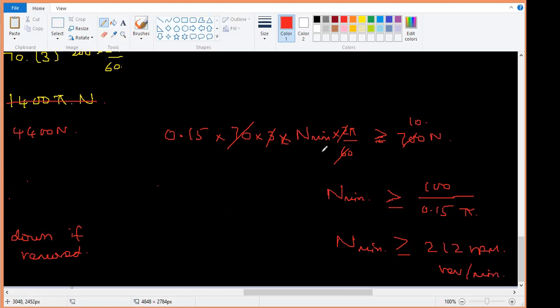Here I kept it as RPM because I did 2 pi by 60. Otherwise you have to calculate the omega first and then convert the omega to n minimum. But generally in our day-to-day life, we talk in terms of RPM. If you see a table fan, it says 2000 RPM, 3000 RPM. A water pump will say 5000 RPM, something like that. But in engineering or physics terms, we talk in terms of radians per second. For non-technical persons, RPM will make more sense.